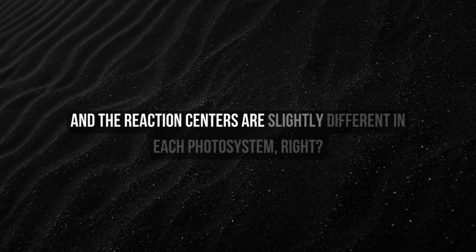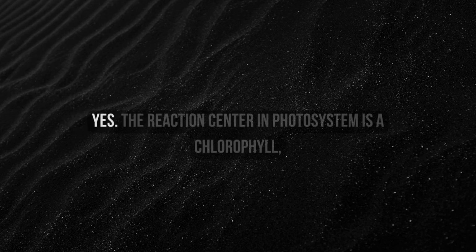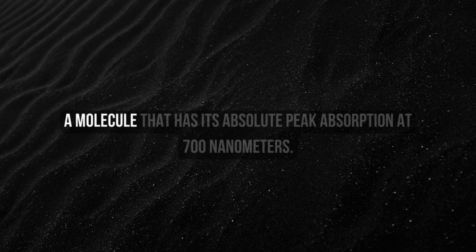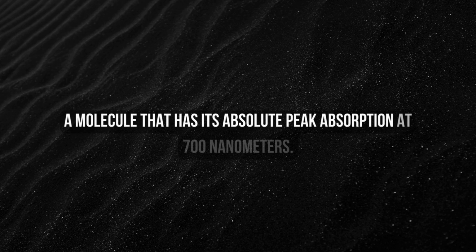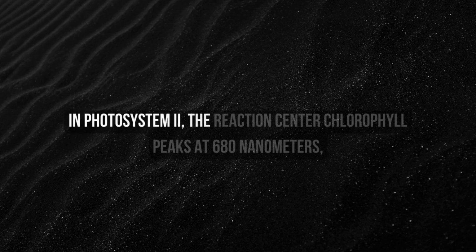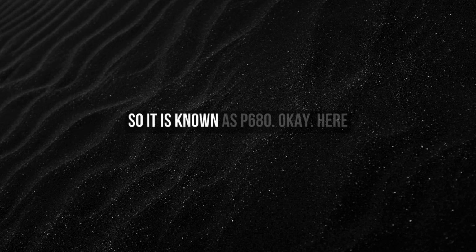And the reaction centers are slightly different in each photosystem, right? They are tuned to different frequencies. Yes. The reaction center in photosystem I is a chlorophyll A molecule that has its absolute peak absorption at 700 nanometers. Because of this, it is referred to as P700. In photosystem II, the reaction center chlorophyll A peaks at 680 nanometers, so it is known as P680.